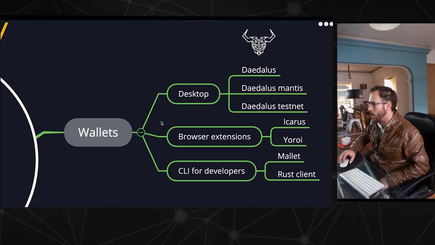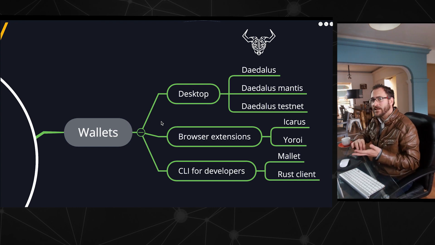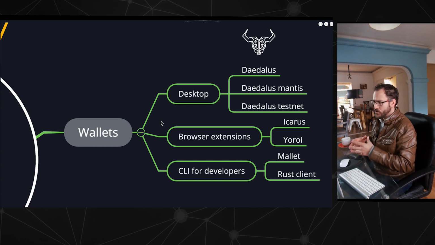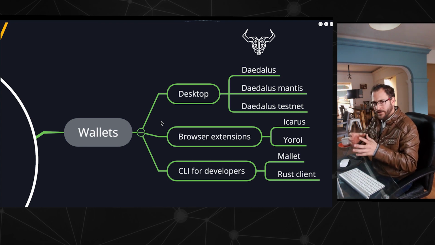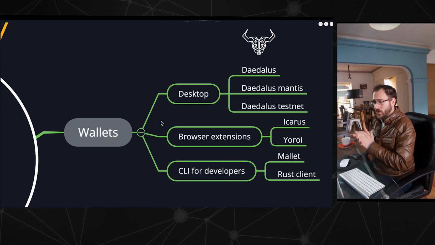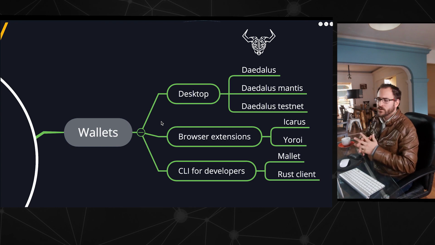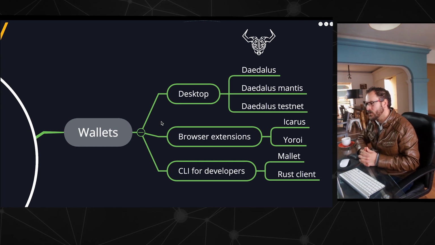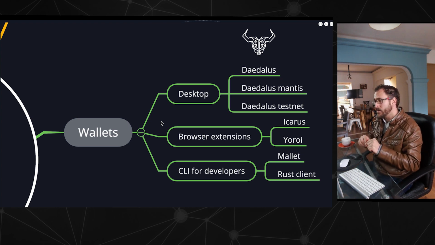So we have then the browser extension wallets. Those are lightweight wallets, meaning that they don't carry a copy of the blockchain. They only interact with it by browser extensions. We have the Icarus and Yoroi. Yoroi is beautiful also. Yoroi is an amazing project. It is fully tested now, and it's one of the most secure wallets you are going to see in the market right now.